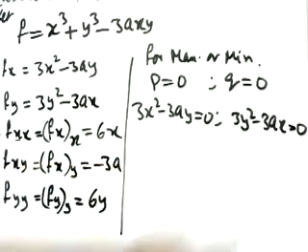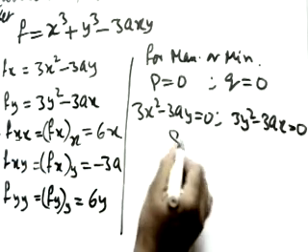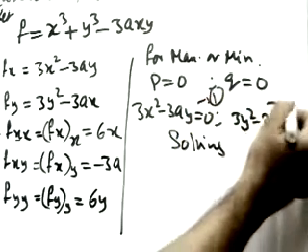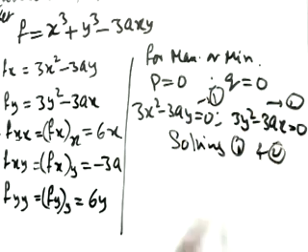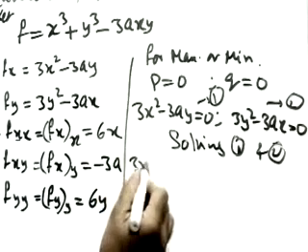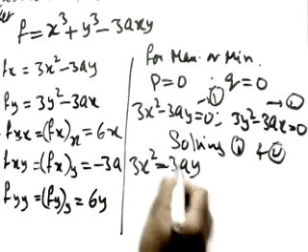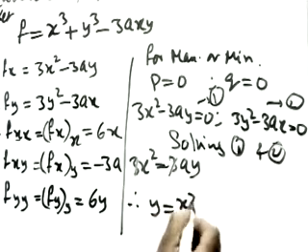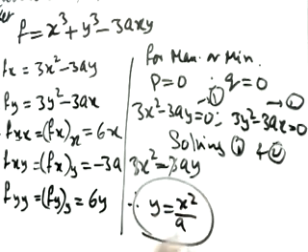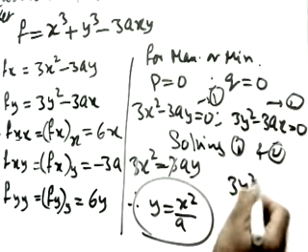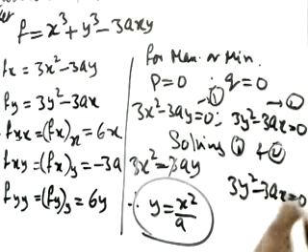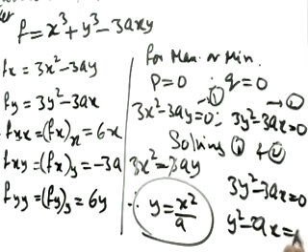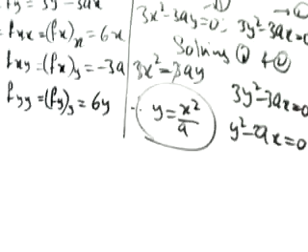Let me find y from here and substitute here. Let me note these as 1 and 2, and solve 1 and 2. So find y from here. 3x square equals 3ay, 3 and 3 will cancel. Bring this a here. Therefore, y equals x square by a. Now let me substitute here in 3y square minus 3ax equals 0. Take 3 common, so it becomes y square minus ax equals 0.